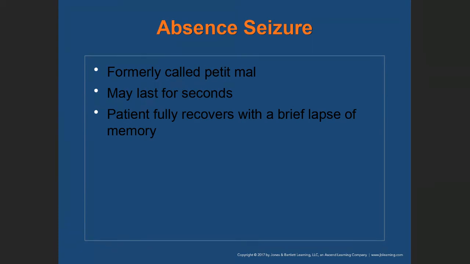So they can't remember anything. The brain just chips out and then chips back in. That's an absent seizure, and depending on where the child is, that can be a problem, because if the child is on the jungle gym and the brain chips out at that point, they're going to drop off. Now you have two problems: possible seizure and traumatic injuries. So formerly referred to as petit mal, may last for seconds. Patient fully recovers with a brief lapse of memory.